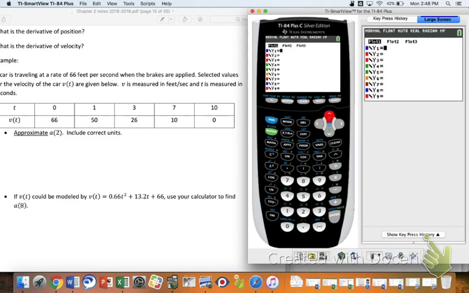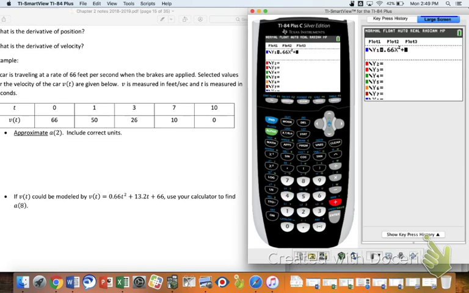I'm going to go to my y equals, and I'm going to enter v of t in there. So v of t is 0.66x squared plus 13.2x plus 66. Let's give you a second to get that entered in there. Once you've got that entered in there, just quit out of that screen. Second, mode for quit.